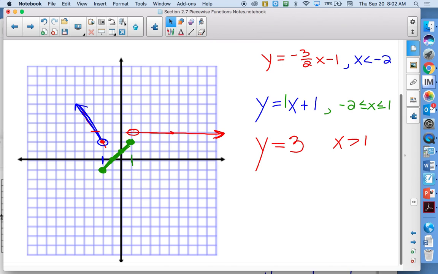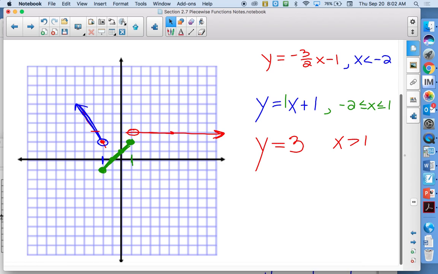So 3 equations, all lines that we graphed. Graph each one. You're picking a piece of the line. That makes it a piecewise function. Questions? So I strongly suggest that you do your homework in pencil so that you can erase that piece.